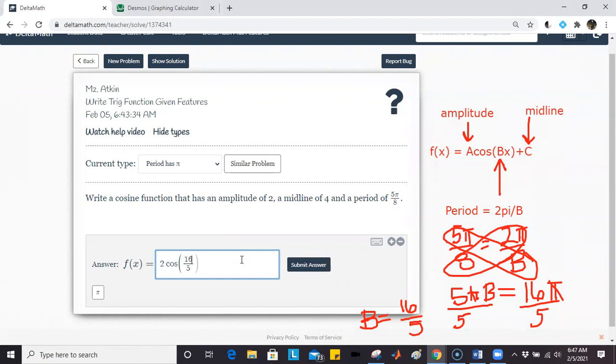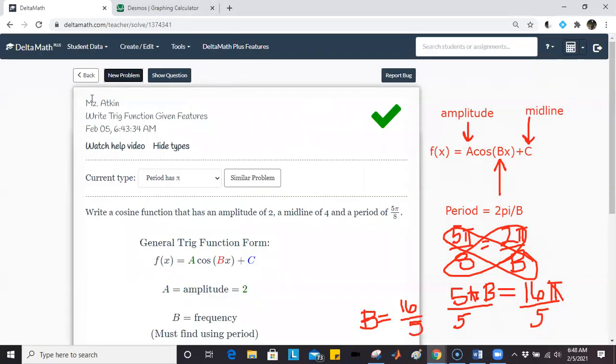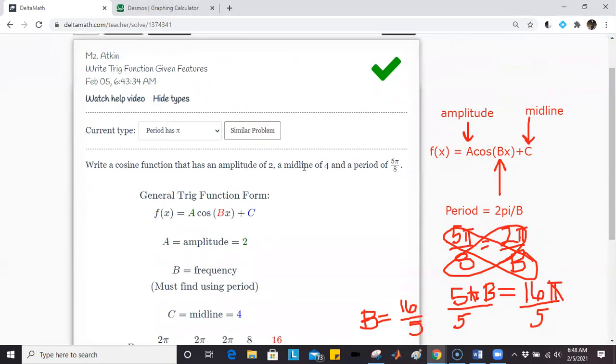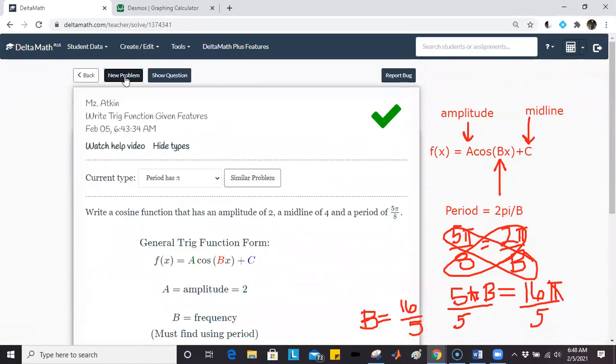We still have our x in there. That comes after, right? So we just solved for b. Don't forget about our x. And we've got close parentheses plus our midline of 4. Submit our answer. What you got, Delta Math? Tell us we're correct, which of course we are, because we're a bunch of geniuses. All right, let's do another one of these.